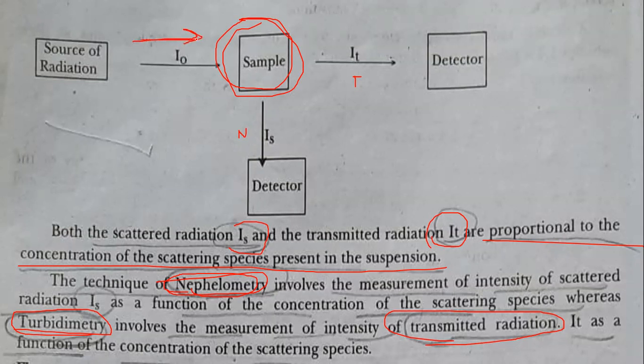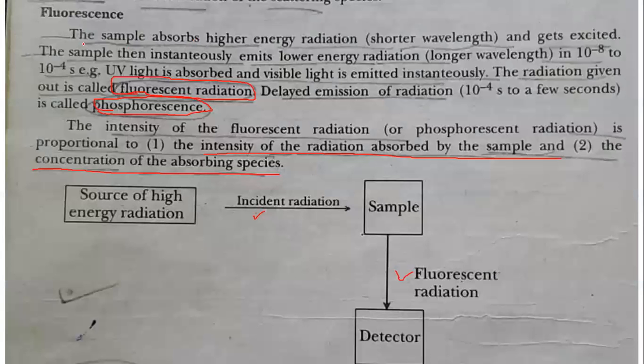Okay, now what is fluorescence? If the absorbed light is instantly given out, and that given out radiation is measured by a certain instrument or detector, that phenomenon is called fluorescence. If a certain time is required for the emission of the absorbed radiation, that is called phosphorescence.